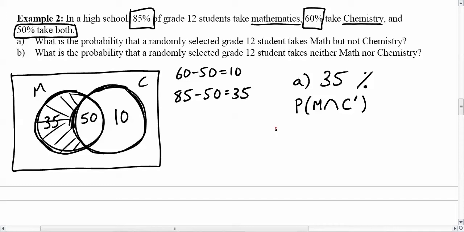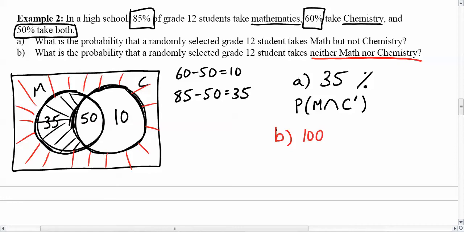For part B, we want to know what's the chance that they take neither math nor chemistry. So that means everything on the outside. We've got to figure out how many people are left over. So that'll be all the people, 100%, minus the ones on the inside, the 35%, the 50%, and the 10%. So that would be 100 minus 95. So there's only 5% left that are taking neither math nor chemistry.